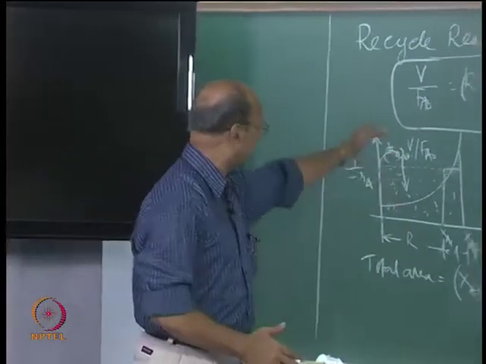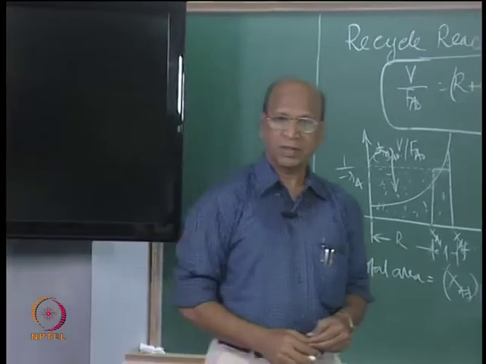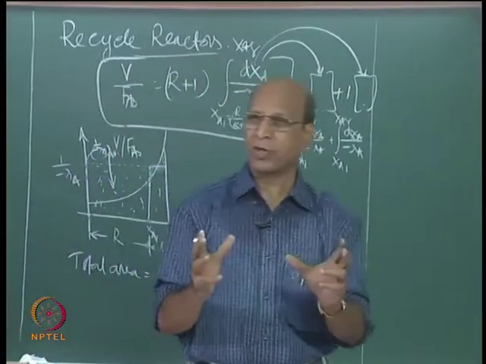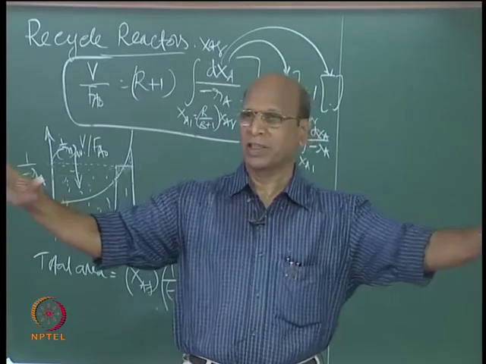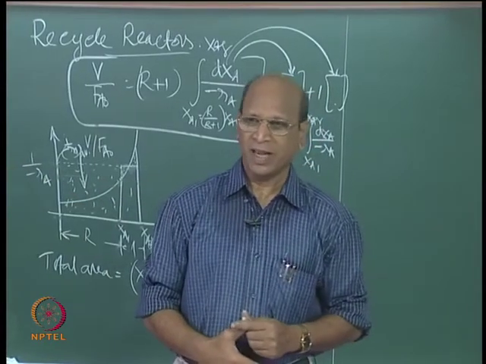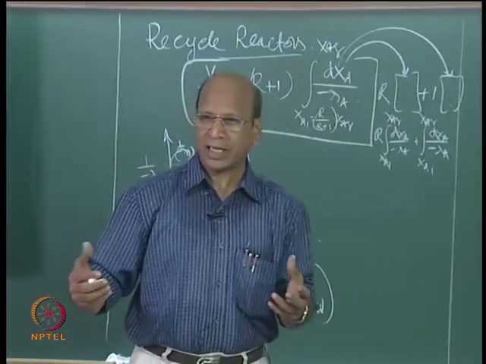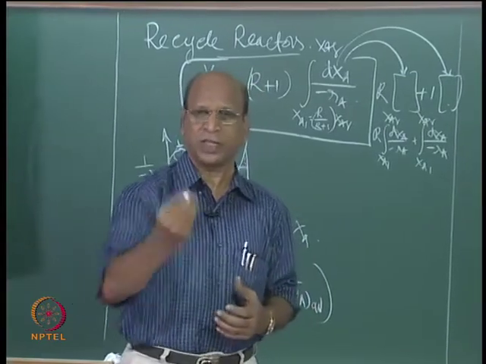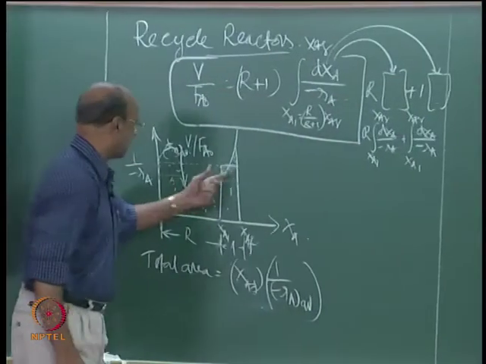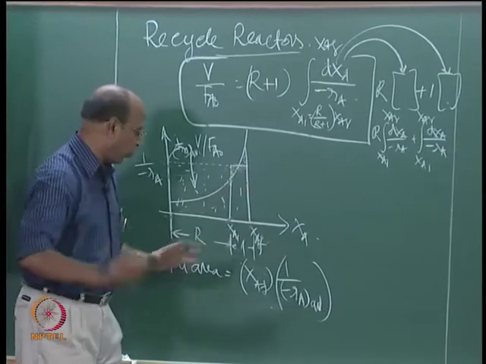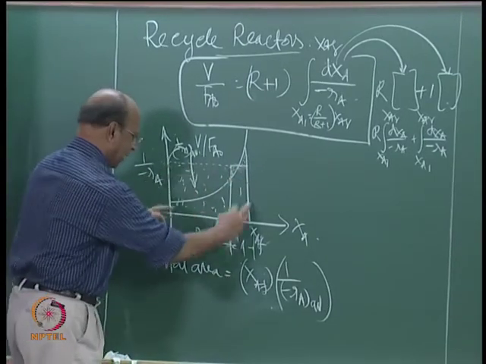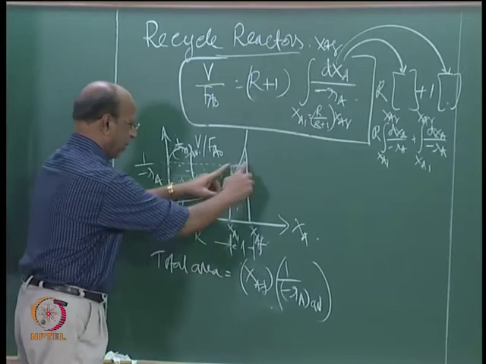We need something like a recycle reactor, because it gives the right amount of mixing, where everyone has equal wealth, correct? I am not telling you to share the wealth, at least share the food, that's all. So this is the general idea. I think this is understood, no? And you can now prove beautifully that the total area is the sum of this area plus this area.